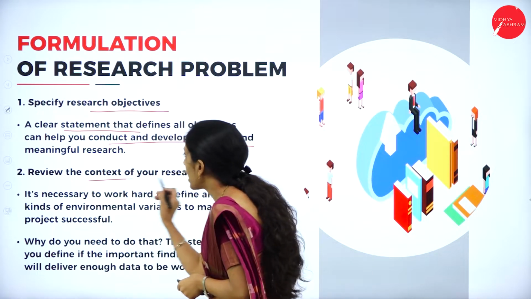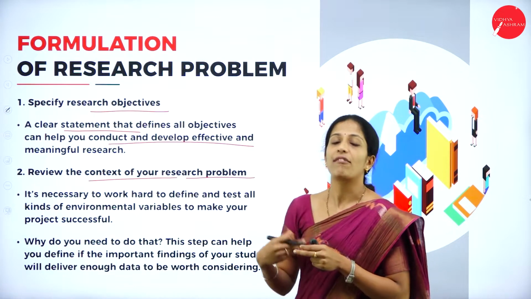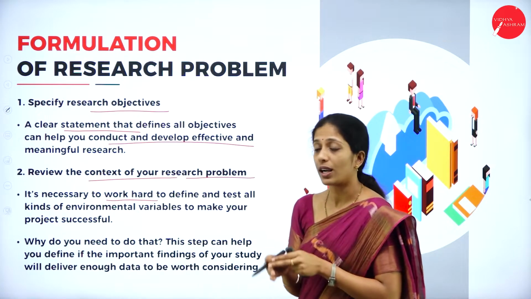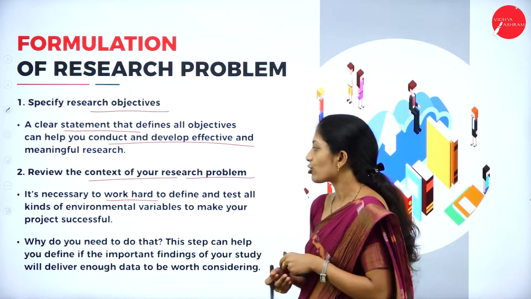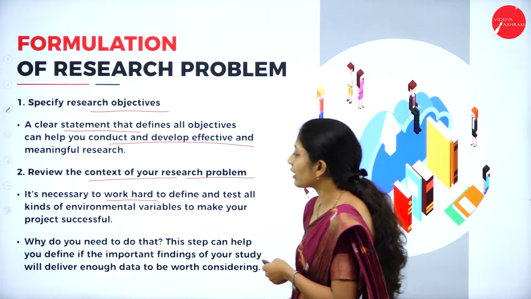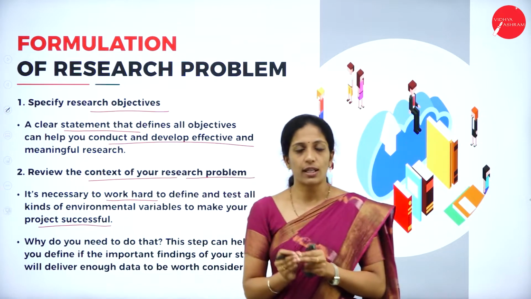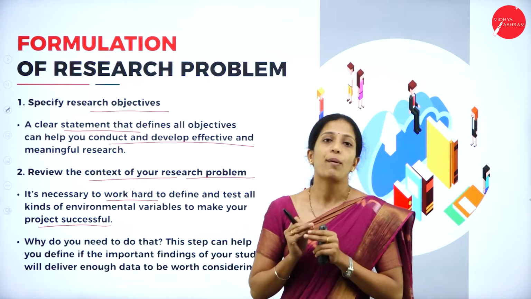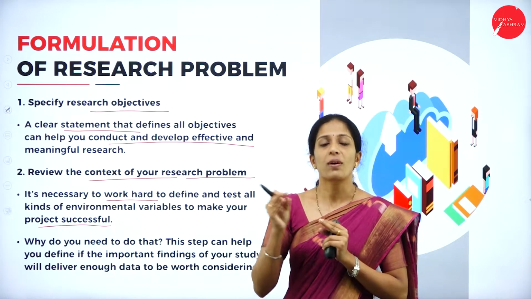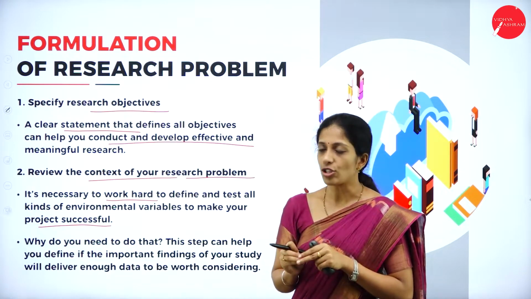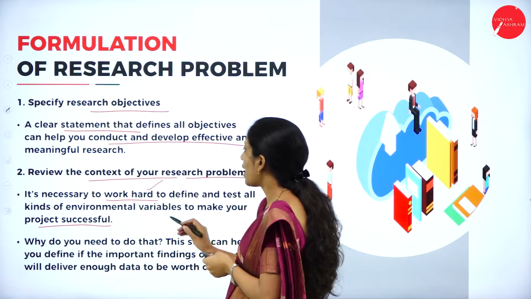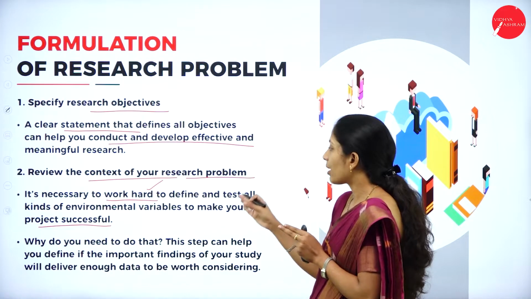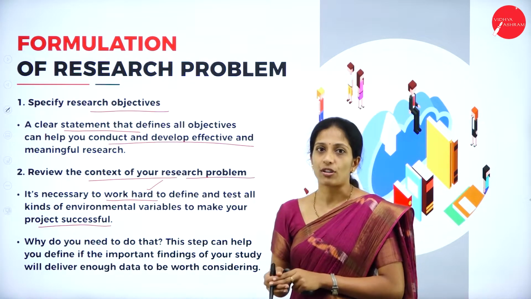Next, review the context of your research problem. So we have to go through the problem. Okay, it is necessary to work hard. We have to work hard to define and test all kinds of environmental variables to make your project successful. Once we know the problem and the objective, next we have to study our problem in detail. We have to know the factors that influence the research problem. So it is necessary to work hard to define and test all kinds of environmental variables that make the project successful.